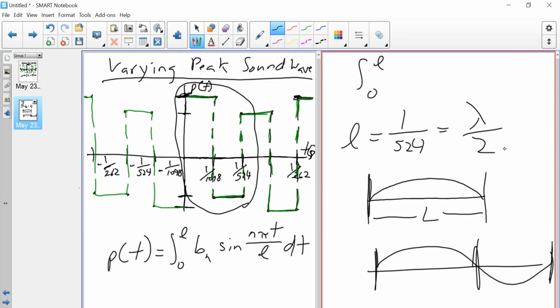And thusly, it's 1/2 a period as well, because a period of time corresponds to a full wavelength in space. So that's why we can do this integral in terms of space and time. We have to do them separately. That's something that we call a separation of variables.